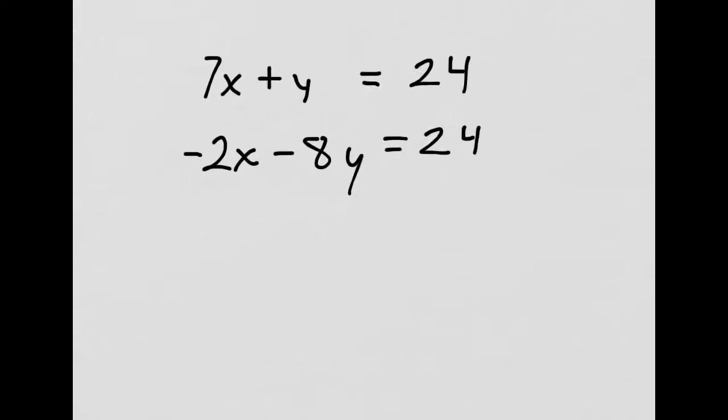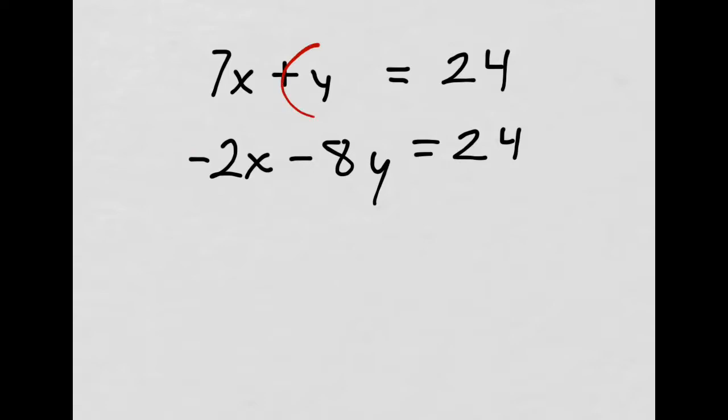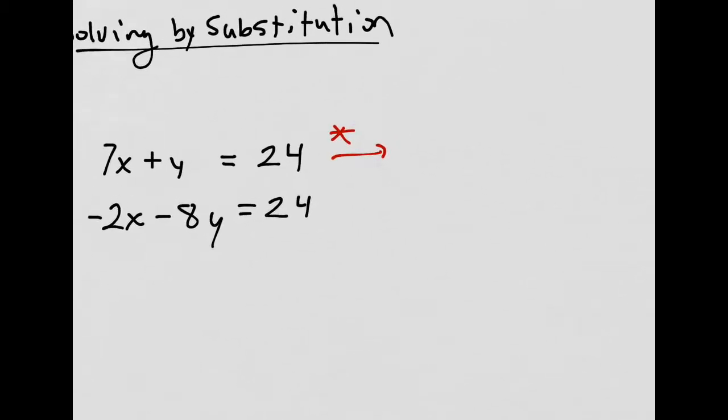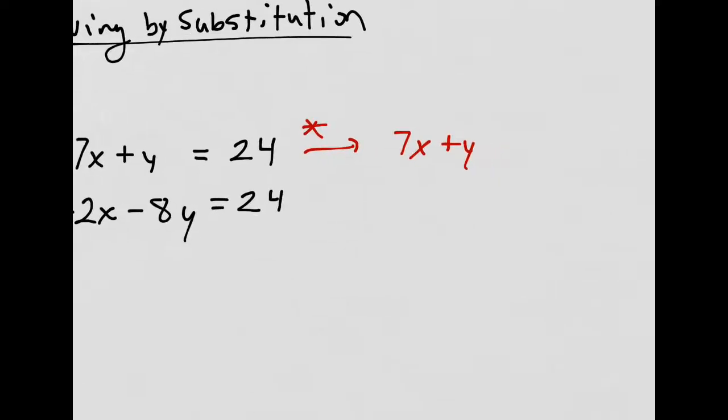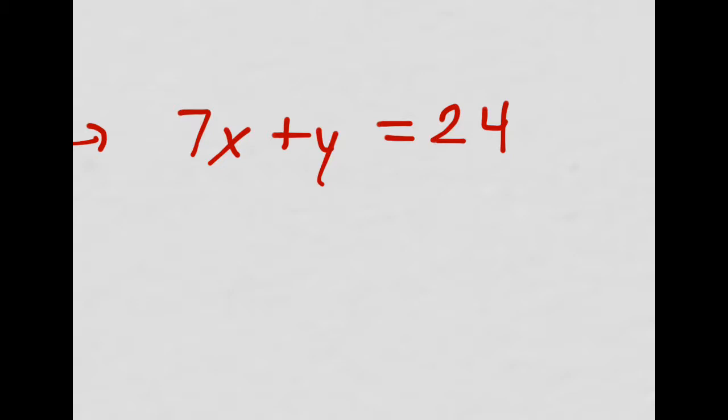I could actually use either one of these, but it seems easiest to solve for the variable with a coefficient of 1, because there's a coefficient of 1 there. So that's what I'm going to do. Solve for a variable that has a coefficient of 1. So I'm going to use this: 7x plus y equals 24. And I'll solve for y. What does that mean? It means I will subtract 7x from both sides.